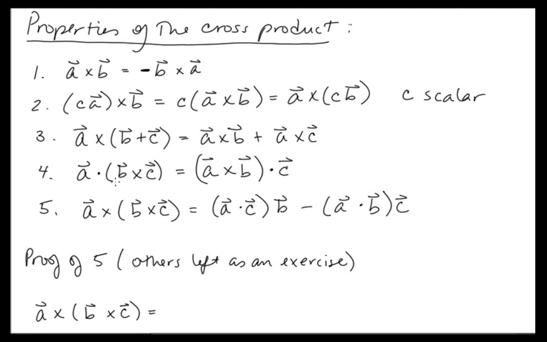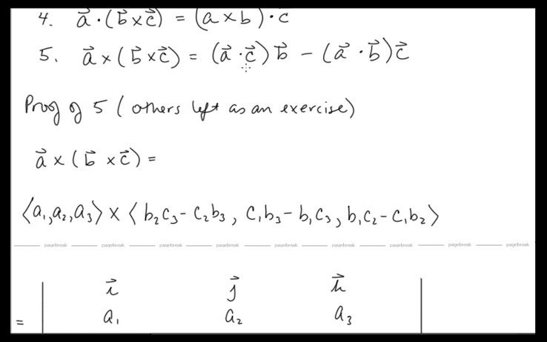Property 4 says A dot B cross C is equal to A cross B dot C, so that's an interesting computation to check out. And we're going to show the computation for 5, the proof of 5. A cross B cross C is equal to A dot C, remember that's a scalar, times vector B, minus A dot B times vector C. So we're going to start with A cross B cross C. So let's take a look at what that looks like.